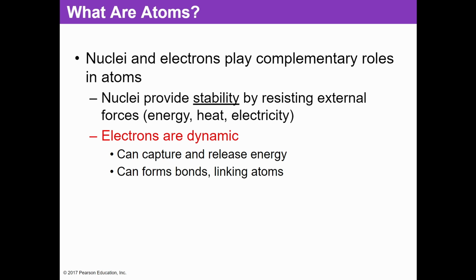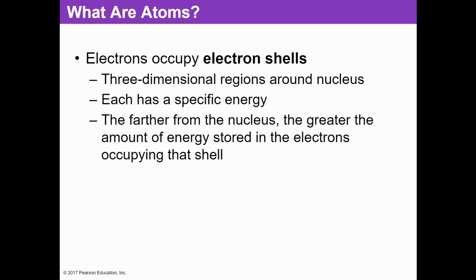They can move around, they're very quickly moving around the nucleus in orbitals, and that allows them to capture and release energy, and that means they're the main components of forming bonds or linking atoms. So electrons can occupy many electron shells, or orbitals.